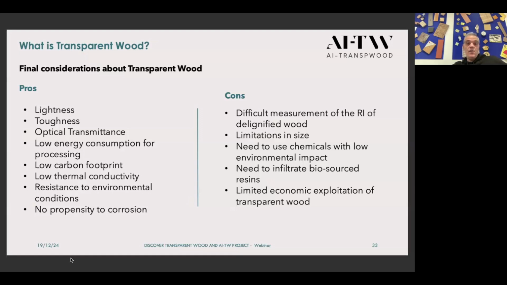Its stuff is not brittle at all. It's transparent, so has quite a high optical transmittance. You will see that the energy that is involved during the processing for the making of transparent wood is quite limited. Wood is a biomass, and so the carbon footprint is quite low. You will see also from the sustainability point of view that the low thermal conductivity is a key factor for providing some energy saving for some applications like the glazing.